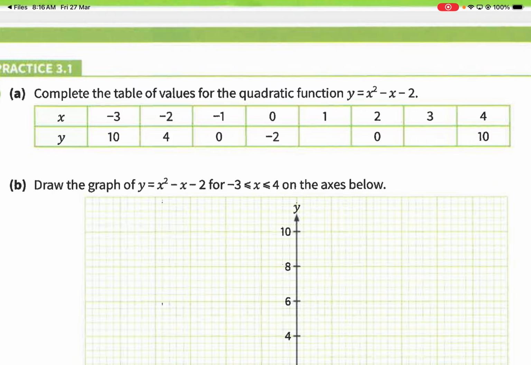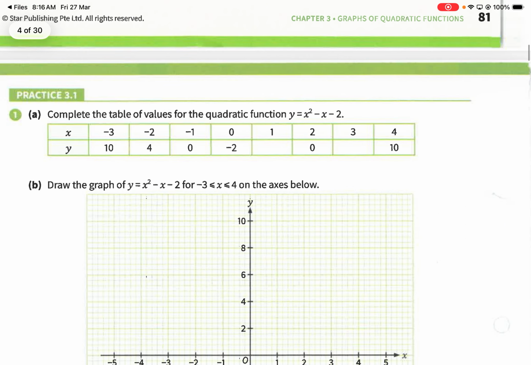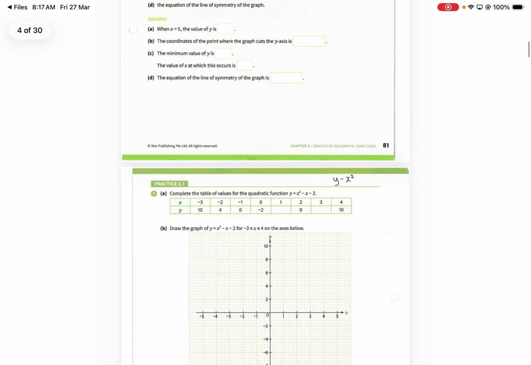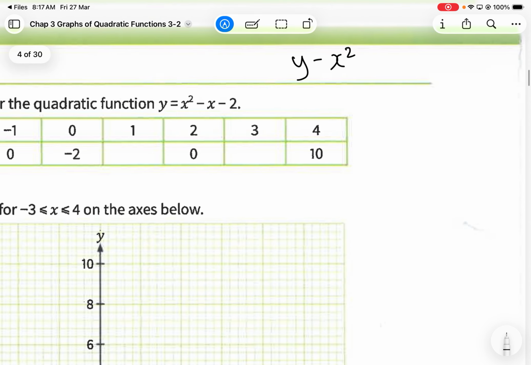Then they leave these two blank here is because they want you to find out when x equals to 1, what is y. So what do we do here? We do our substitution. We substitute x equals to 1 back into this equation. Okay, so this is the equation. If I want to find this box is when x equals to 1. So I go to the equation y equals to x squared minus x minus 2.